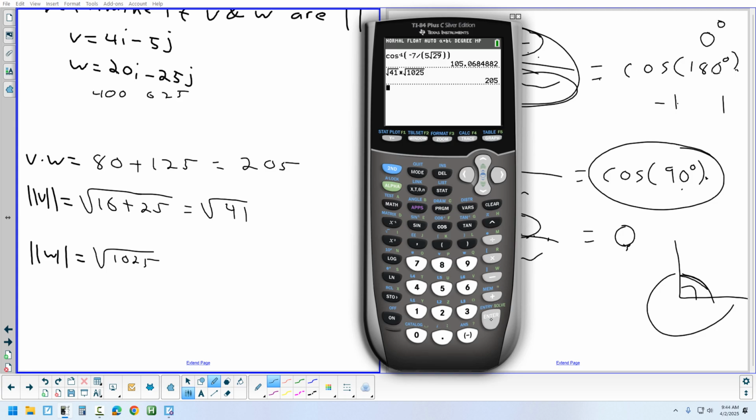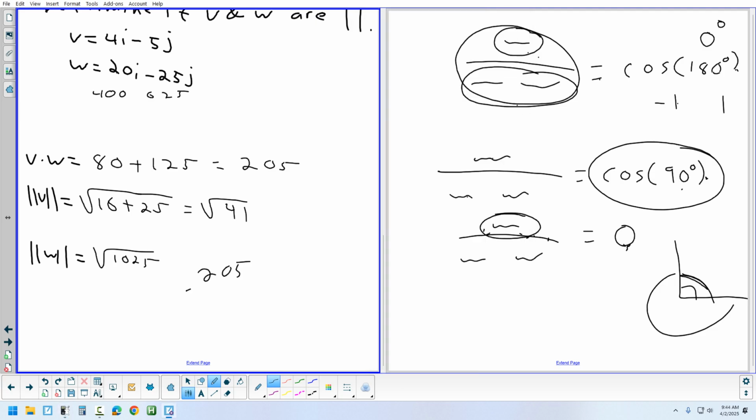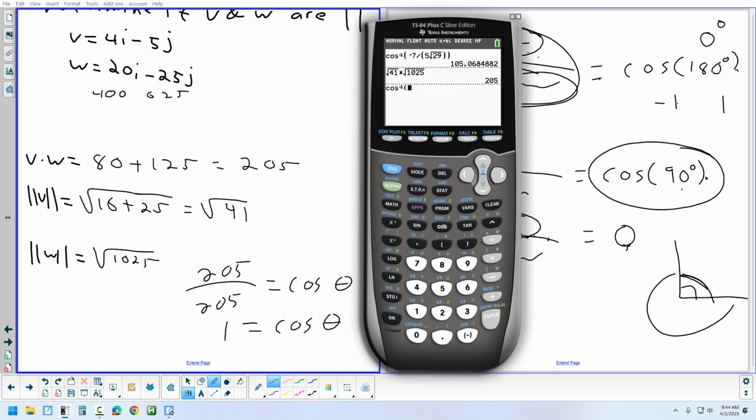205. So because you have 205 in the top and 205 in the bottom, you would be setting up something like this. Dot product over the product of the magnitudes equals cosine theta. That's 1 equals cosine theta. If you take the inverse cosine of 1, you will get one of the angles that indicates they are parallel. In this case, the angle between them is 0. So these are two vectors pointing in exactly the same direction.